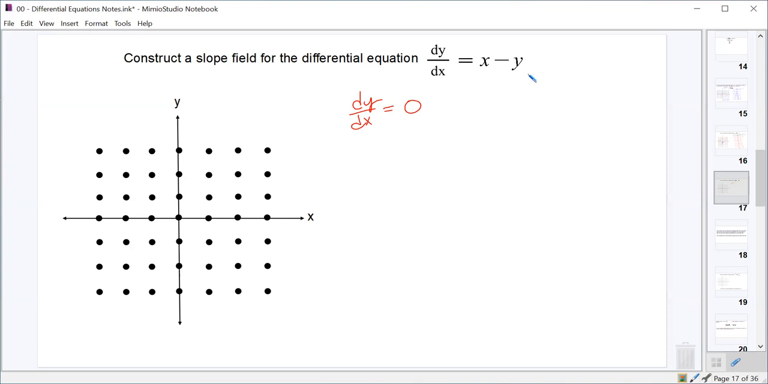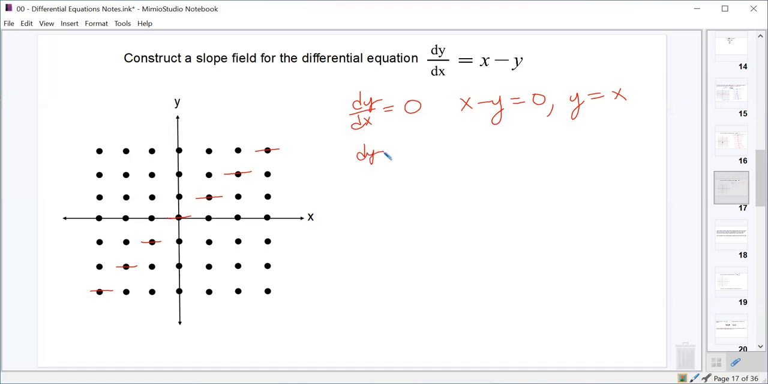dy dx is 0, which means that x minus y equals 0. If I were to solve that for y, we'd get y equals x. So that means that for any points where y is equal to x, the slope should be 0. Well, that means that anywhere along this line, the line y equals x, the slope should be 0. So I'm going to draw at every point that's on that line a slope of 0. And then we'll do the same thing with some other points.